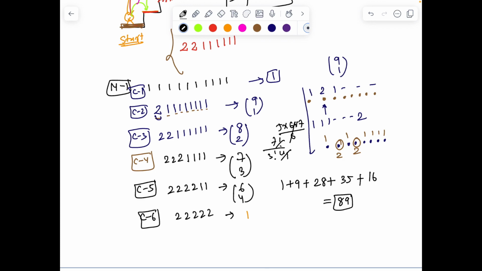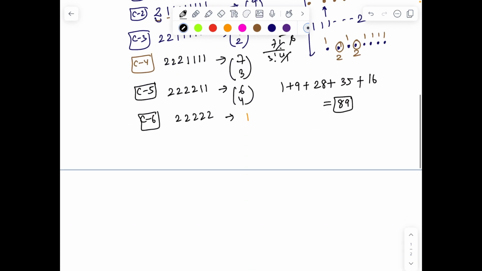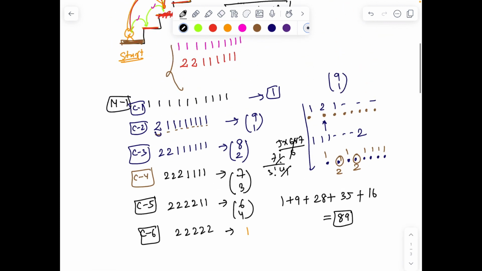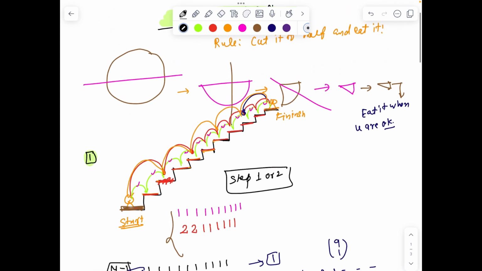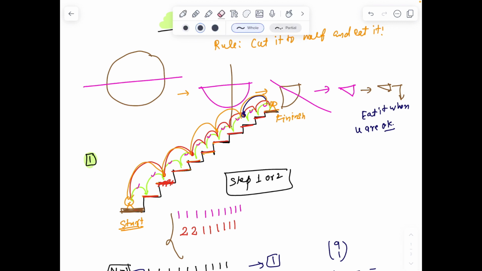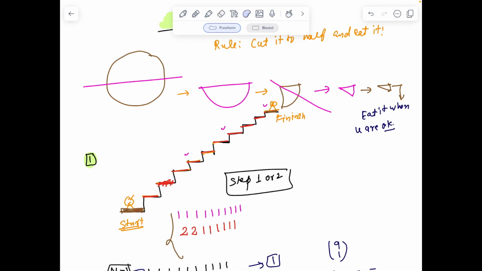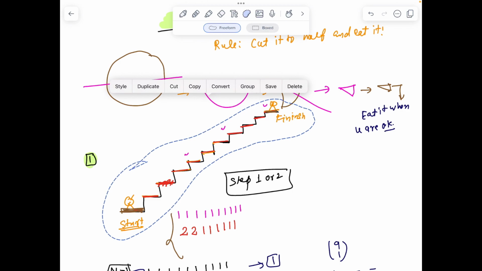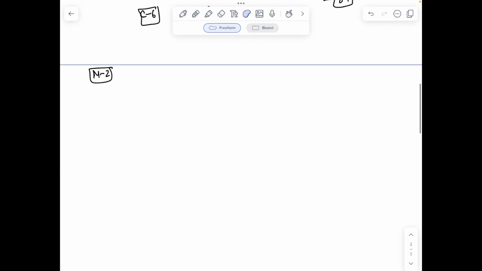Now we can clearly see, is there any other way of doing this? So let's try with another method. Let's try this problem with another method, a very interesting one called the recursive method of solving this problem. Here what I'll do is, let's draw this picture first.